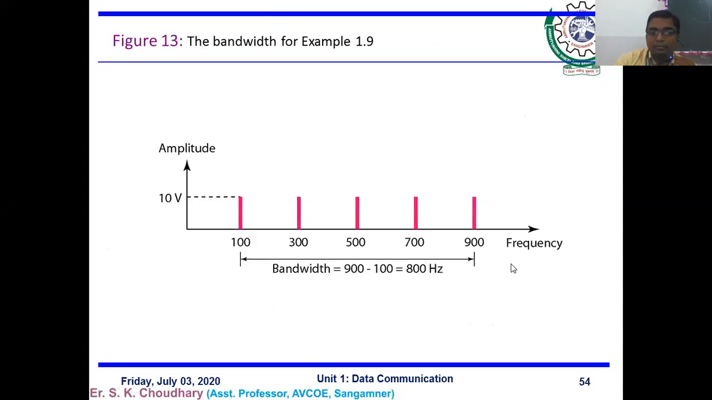And what is the spectrum? See in this diagram. Because it is a periodic signal with only 5 sinusoids at different frequencies, 100, 300, 500, 700 and 900, we have to show 5 different spikes. The question also mentions that they all have the same amplitude, 10 volts. That's why the level of the signal is the same. Understood?